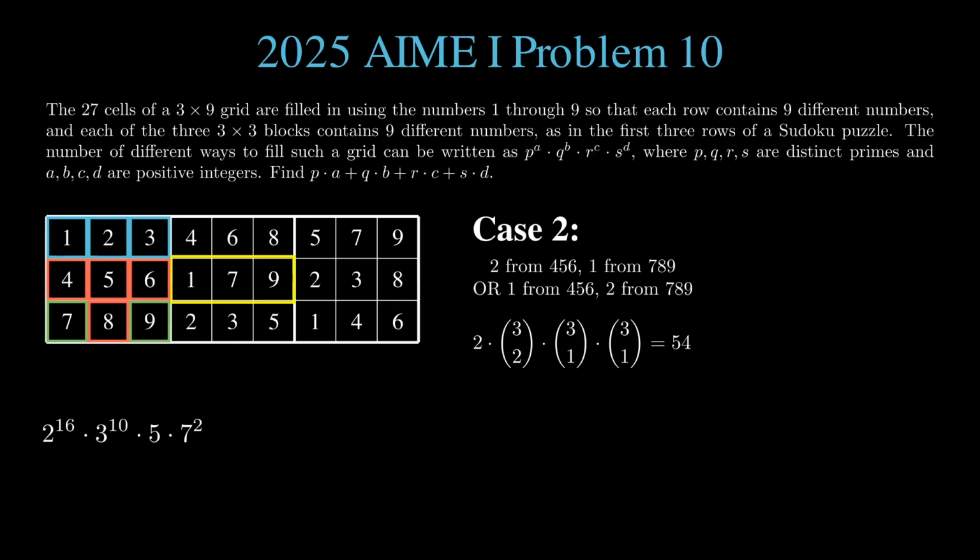But not so fast. The problem is asking for the sum of p times a, q times b, r times c, and s times d. So we just gotta add up all the products of the primes and the exponents. In other words, 2 times 16 plus 3 times 10 plus 5 plus 7 times 2. And there we have it. The final answer is 81, and we're done.